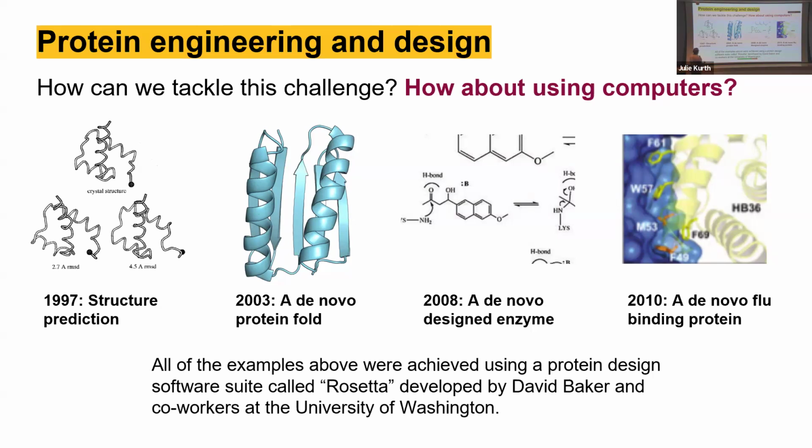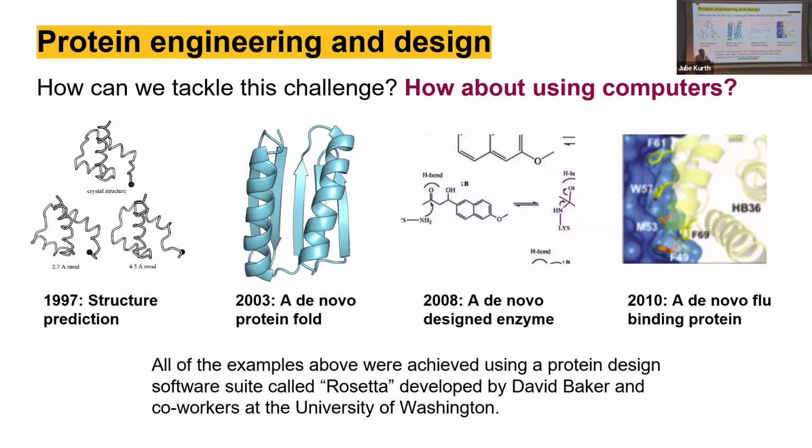But this work was started even before Rosetta, but Rosetta was very successful at that for a number of years. This is a pretty staggering thing that Rosetta was used to do, which is to make a protein fold that doesn't exist in nature. So you say, I want to make a protein that looks like this, and you feed that into the software and it gives you a sequence, and lo and behold, it folds into this particular structure.